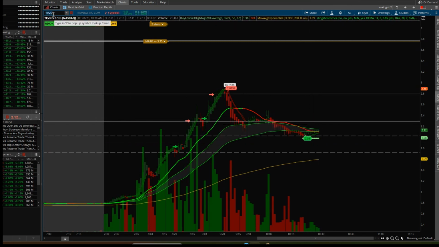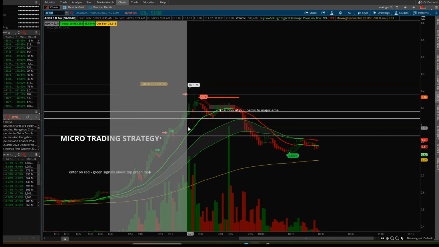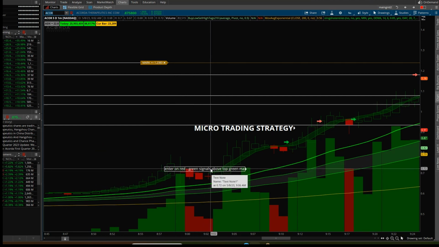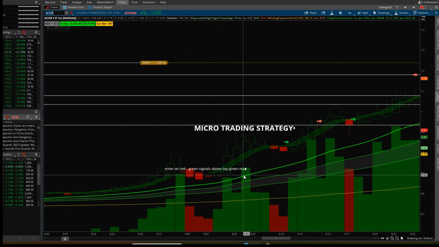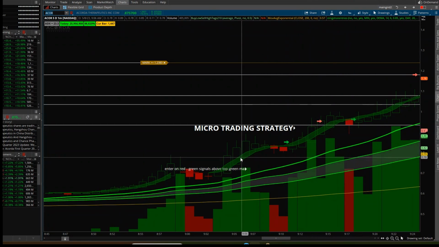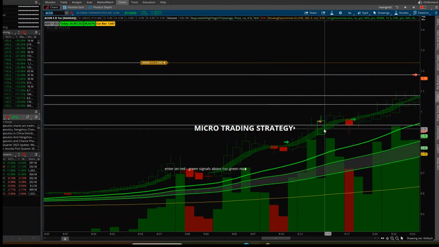TRVN. So then it was ACOR at 9 o'clock this morning, which was right back here. So let's go to 9 o'clock. Again, I made a note here. Enter on the red to green signal above the moving average. This is the moving average, these solid lines, not this little green cloud looking thing, that's just showing a nice trend, right? The signal you're looking for is the red to green in that green cloud, okay?